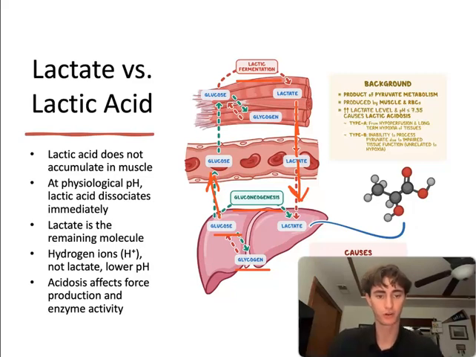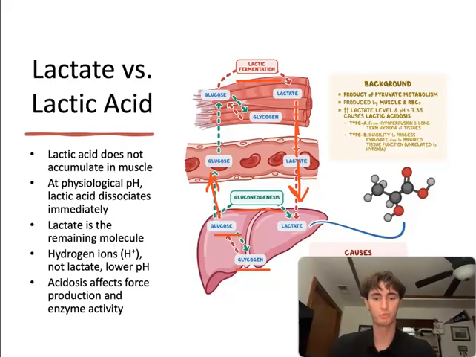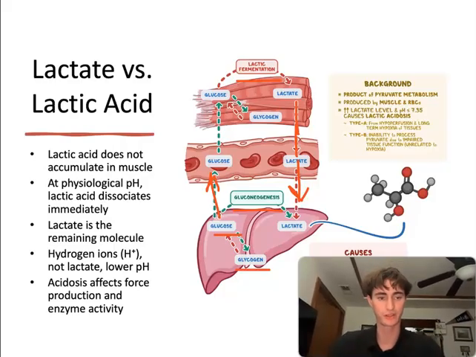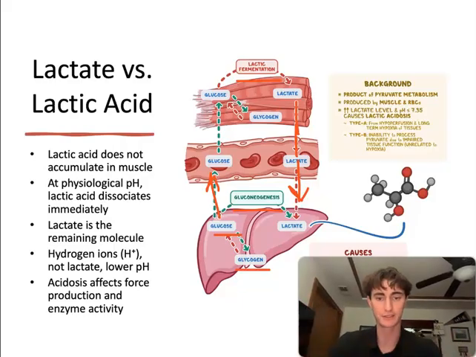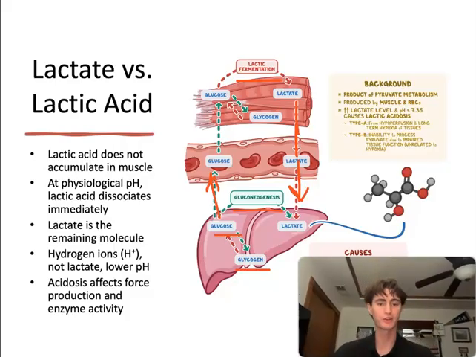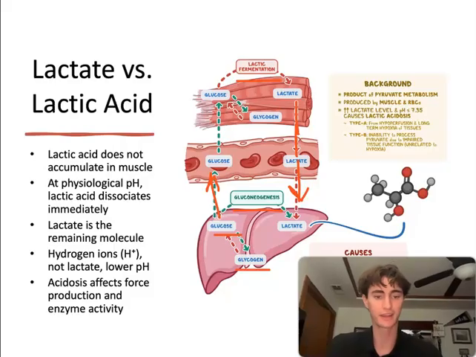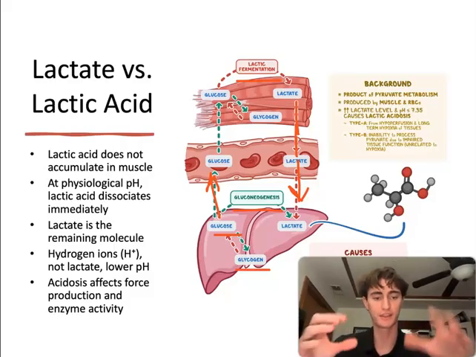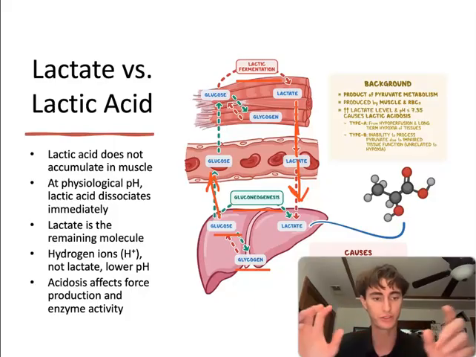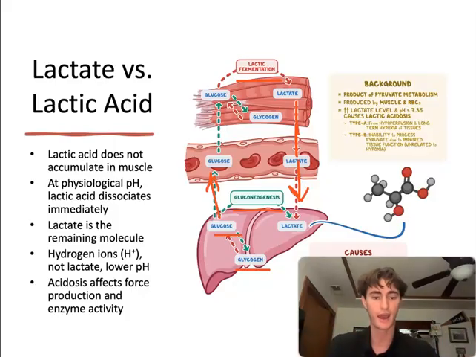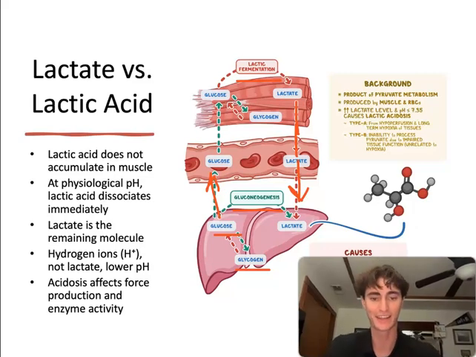Lactate itself is not harmful. It serves as a transportable energy. The lactate formation actually helps delay fatigue by allowing ATP production to continue. So the takeaway from this is that lactic acid does not accumulate in the muscle during exercise. Lactate accumulates and can be reused metabolically. And hydrogen ions are responsible for that acidosis and fatigue-related effects.